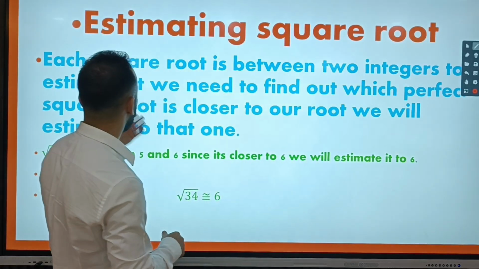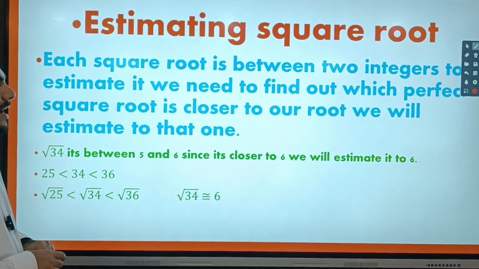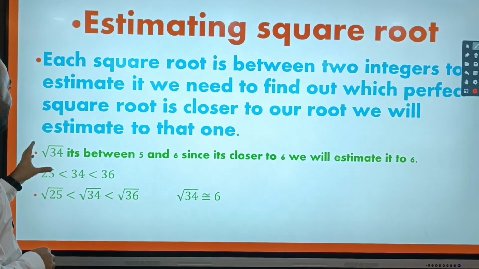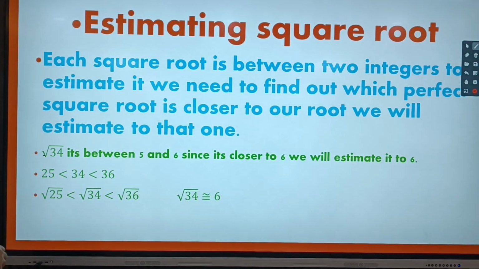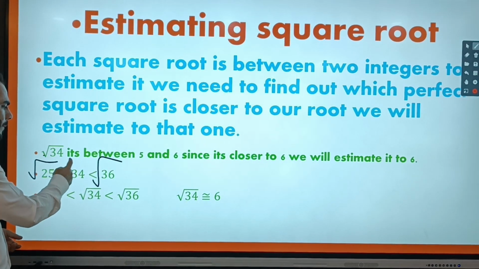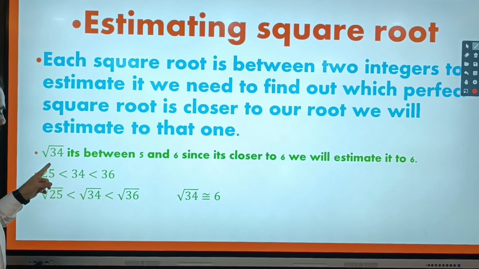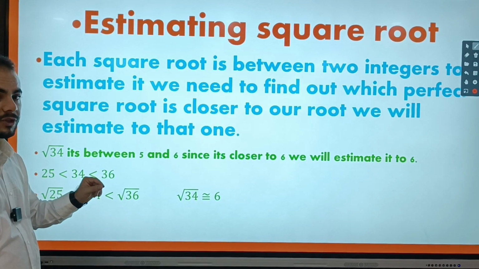We are going to estimate it to that one. All right? For instance, here it says each imperfect square root is between two integers. To estimate it, we need to find out which perfect square root is closer to our root. We will estimate it to that one. For example, we have square root of 34 here. Well, square root of 34 is between square root of 25 and square root of 36. It's between two perfect squares. One is less, which is 25, and one is greater, which is 36.